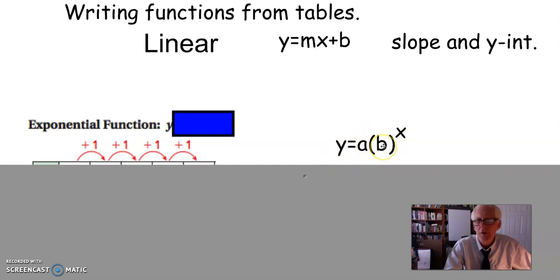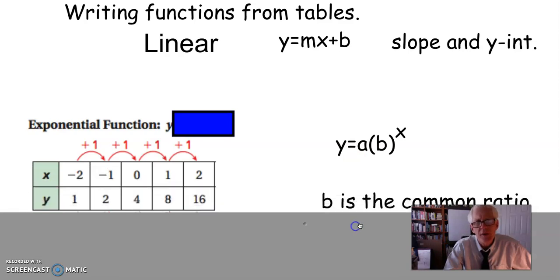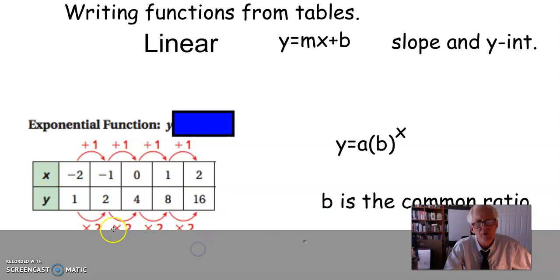The b is the common ratio. The a is the starting point, or what the value of y is when x is 0. So if you look at this table here, we see it is an exponential function. The ratio is 2, and when x is 0, the graph starts at 4.